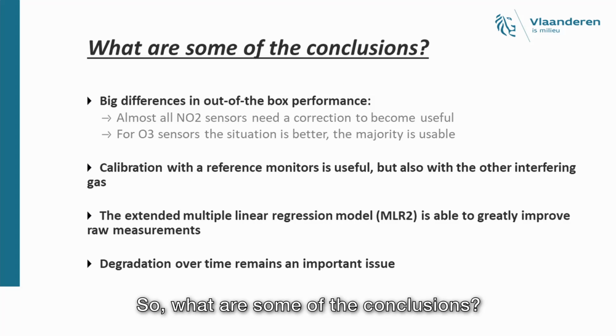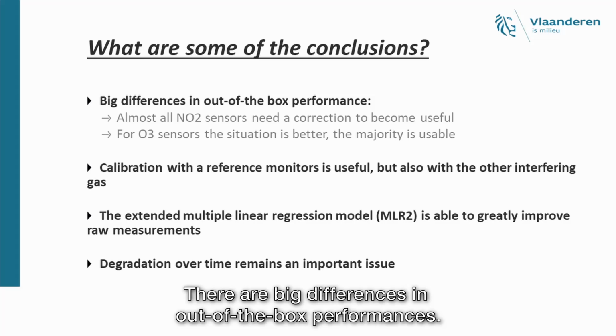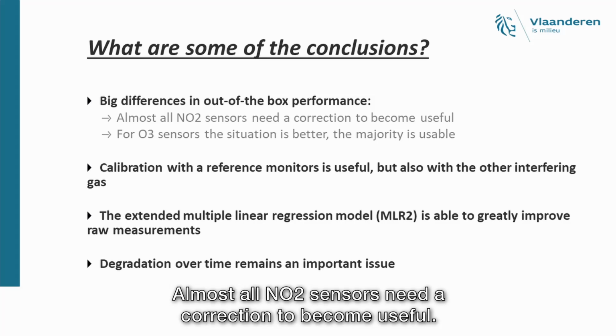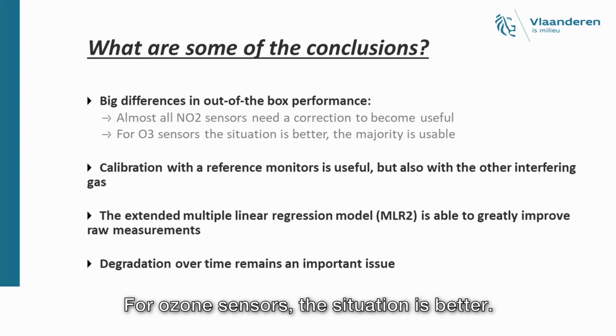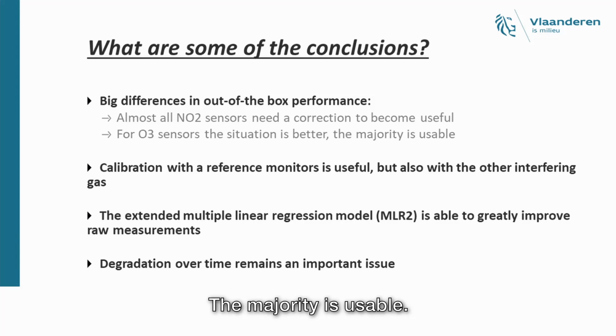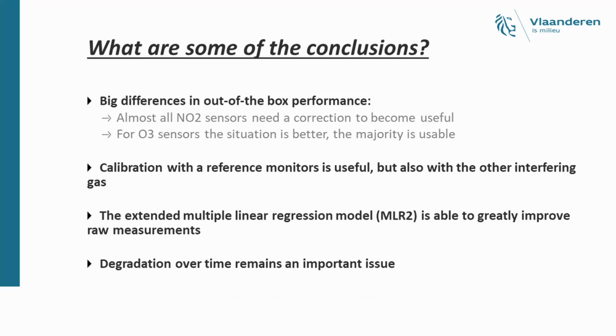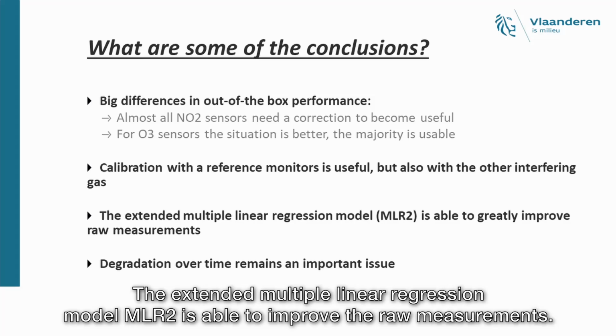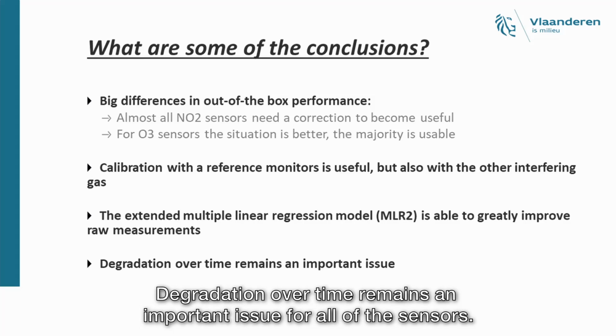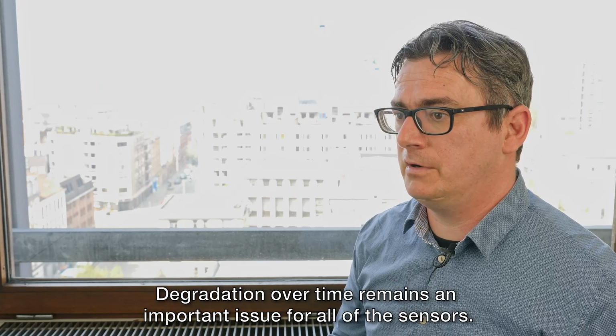So, what are some of the conclusions? There are big differences in out-of-the-box performances. Almost all NO2 sensors need a correction to become useful. For ozone sensors, the situation is better. The majority is usable. Calibration with a reference monitor is useful, but so is accounting for interfering gases. The extended multiple linear regression model, MLR2, is able to improve the raw measurements. Degradation over time remains an important issue for all of these sensors.